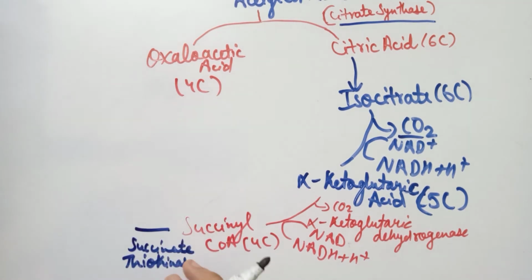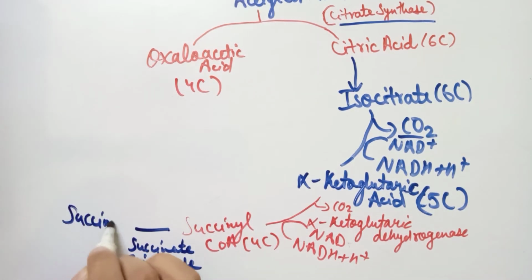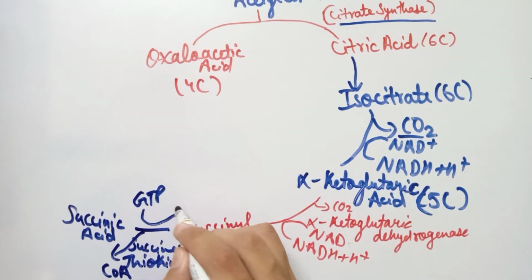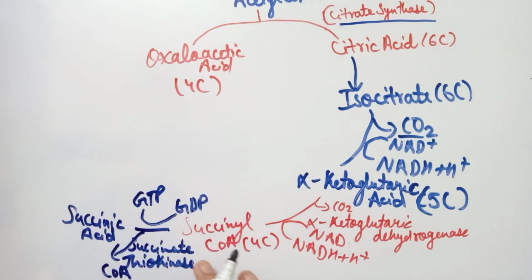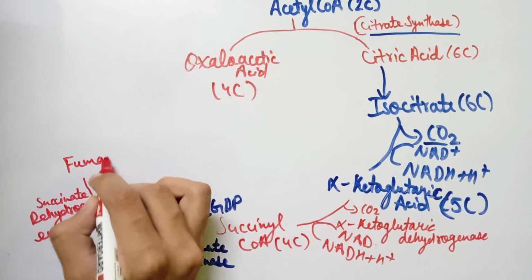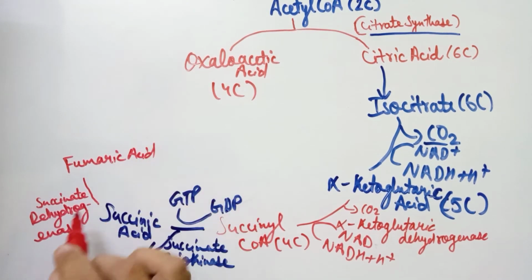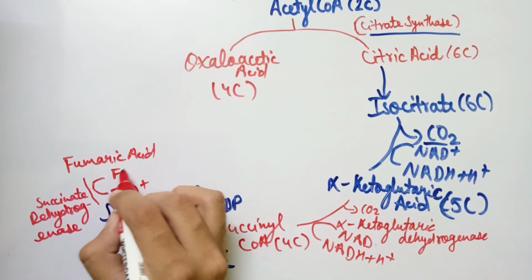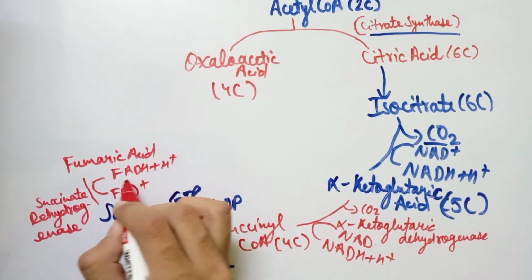Now in the next step, succinate thiokinase enzyme acts on succinyl CoA and converts it into succinic acid. In this step, the CoA is released, and also GTP is formed from GDP during this reaction. From here the succinic acid is converted into fumaric acid or fumarate by succinate dehydrogenase, and FAD plus is reduced to FADH plus H plus or FADH2 molecule.